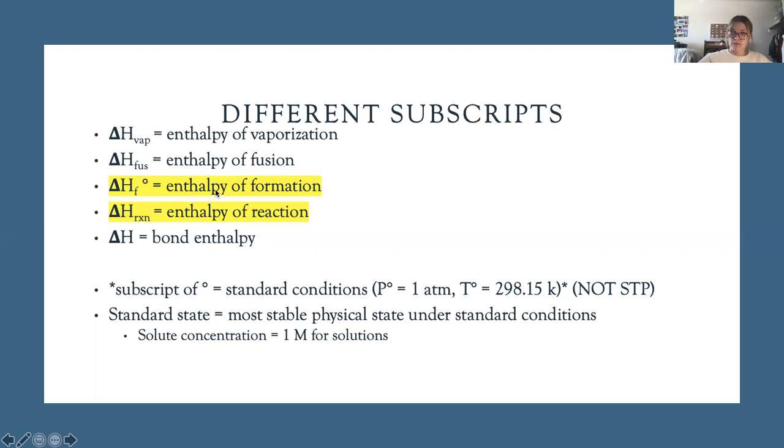So standard conditions is what we use for enthalpy of formation. Another note here is we also use standard state. So we're going to be using the most stable physical state under standard conditions. For carbon, it's going to be its solid form, graphite. And another note is that when we're dealing with solute concentrations, it's always going to be 1 molar for solutions.